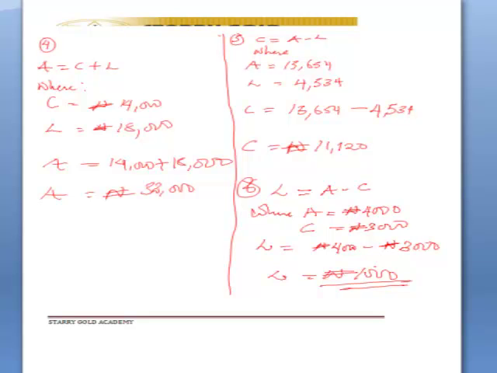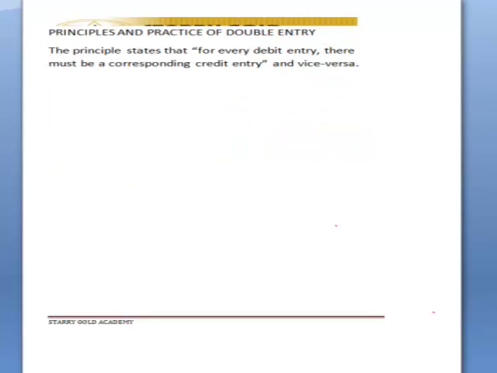We'll be taking subsequent more questions in our question and answer. Having concluded the questions on the accounting equation, it is necessary that we look at the golden principles, that is the principle and practice of double entry. That has been the basis of accounting.